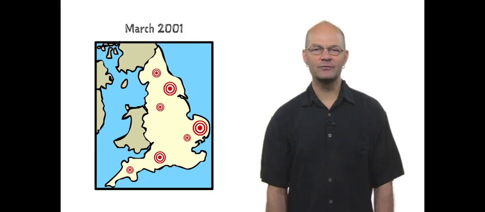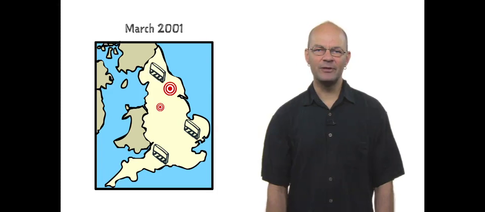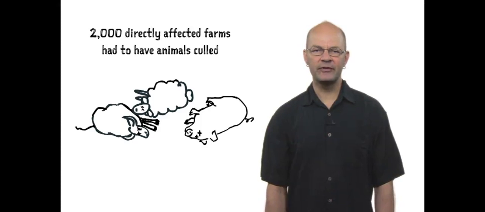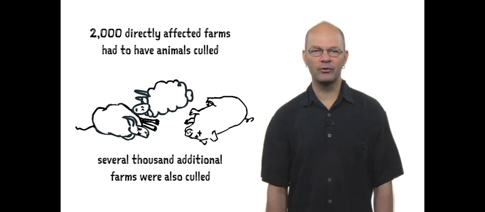By mid-March, cases were reported at several farms across the country due to regular movement within the livestock industry. Countrywide restriction of animal and people movement were quickly put in place. Through culling all cows, pigs and sheep of any infected farm and all animals on all neighbouring farms, the epidemic was slowed by mid-April and halted by the end of July. Almost 2,000 directly affected farms had to have all their animals culled. To stamp out the epidemic, several thousand additional farms were also culled to leave no animals anywhere near the zone of contagion.